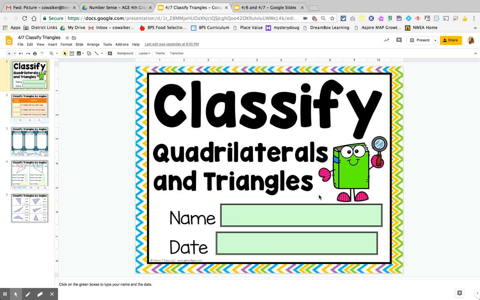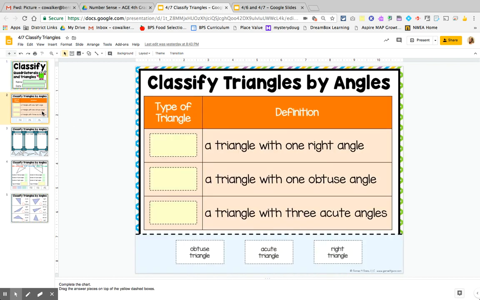Last week we classified quadrilaterals based on the type of angles they have, the length of their sides, and what type of sides they had, if they were parallel or perpendicular. And this week your goal is to be able to classify triangles the same way. We're going to do the first couple slides together and really talk about it, and then I'm going to leave you to do slides 4 and 5 on your own.